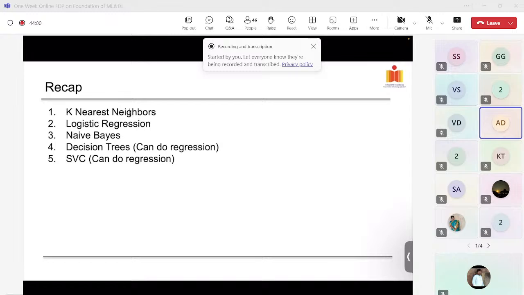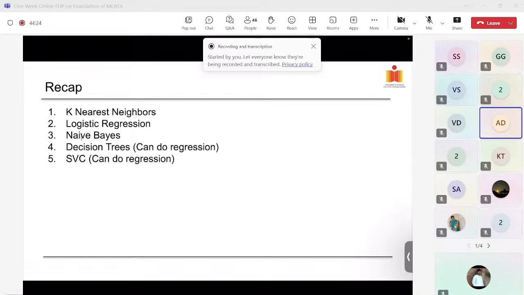We saw k nearest neighbors and logistic regression. The name logistic regression can be a bit misleading. While the name says regression, it is a classification algorithm, so it has nothing to do with regression. A lot of people entering this field confuse logistic regression to be a regression algorithm because the name has regression, but no, it is a classification algorithm. You can't do any regression with logistic regression.